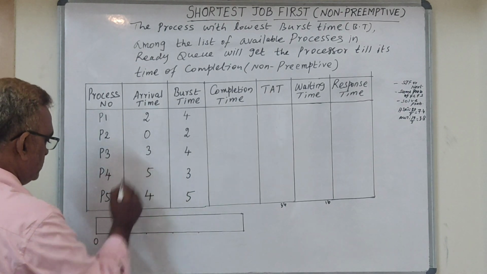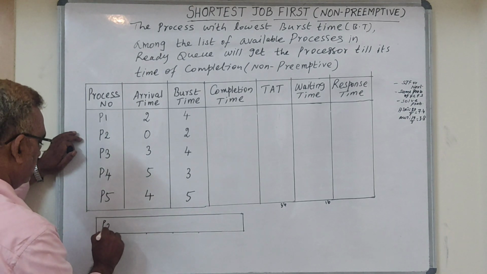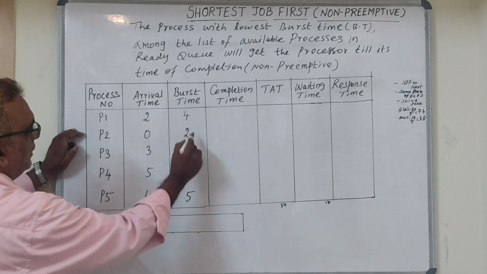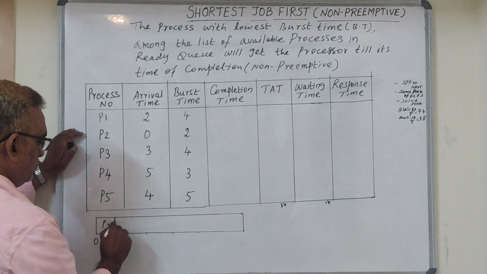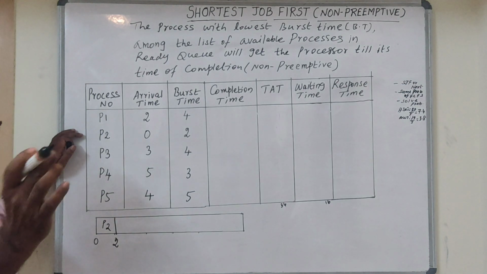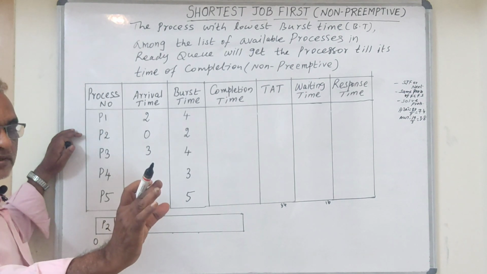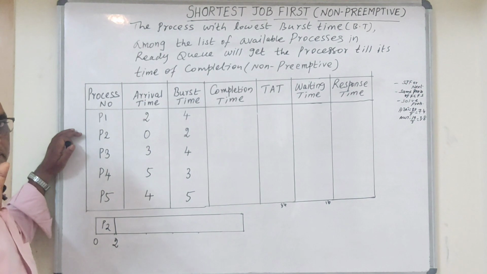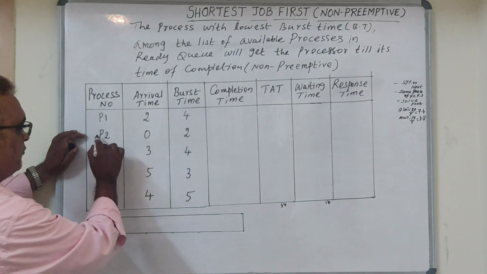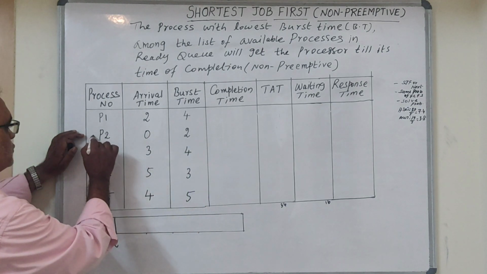At time 0 process 2 arrives, and its burst time is 2 milliseconds. Since it is non-preemptive, the processor will be totally dedicated to that particular process at that time. 2 milliseconds are required for completion of process 2, so 2 milliseconds are allocated. Process 2 is over now.